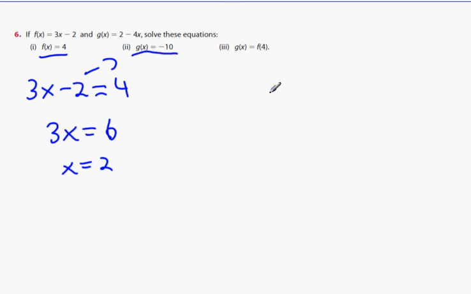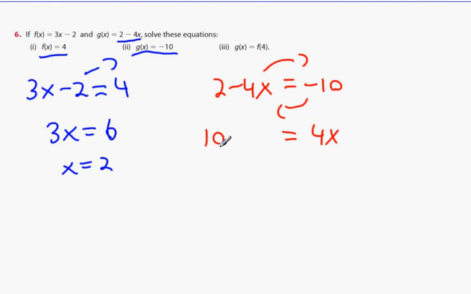What does this one mean? It doesn't matter if it's f or g. Find the input when the output is minus 10. And what's the formula for g? 2 minus 4x equals minus 10, which is x equals 3. Happy enough with that?